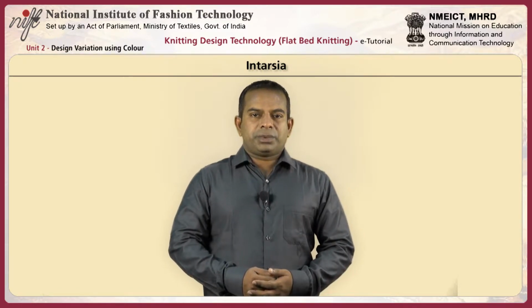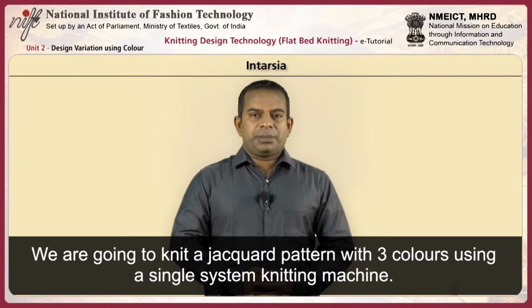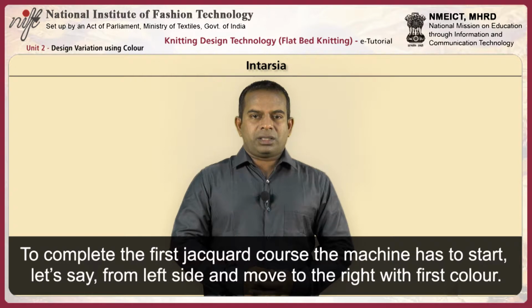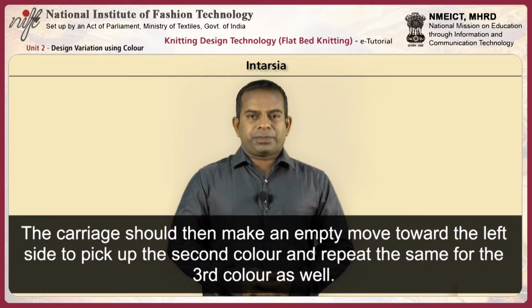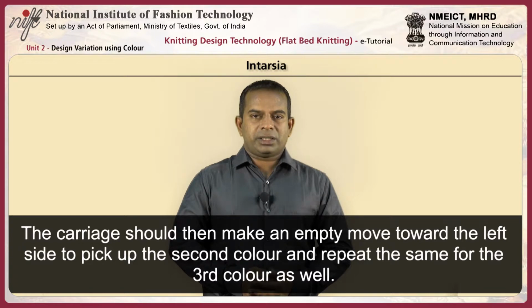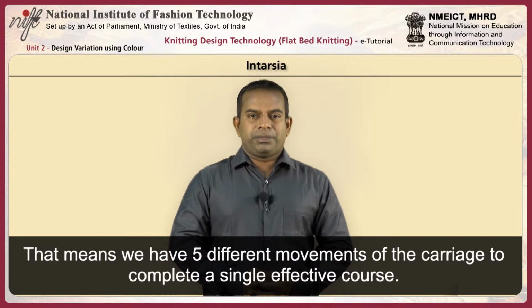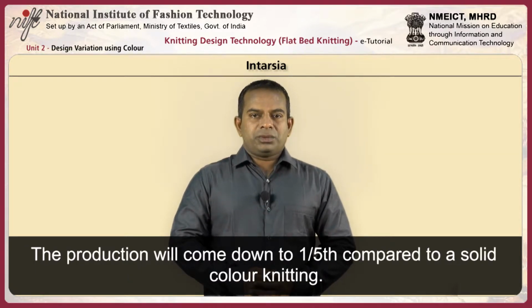Let us look at this example. We are going to knit a jacquard pattern with 3 colors using a single system knitting machine. To complete the first jacquard course, the machine has to start, let's say, from the left side and move to the right side with the first color. The carriage should then make an empty move towards the left side to pick up the second color and repeat the same for the third color as well. So that means we have 5 different movements of the carriage to complete a single effective course. The production will come down to 1/5 compared to solid color knitting.